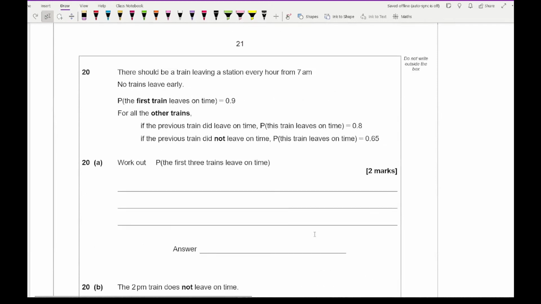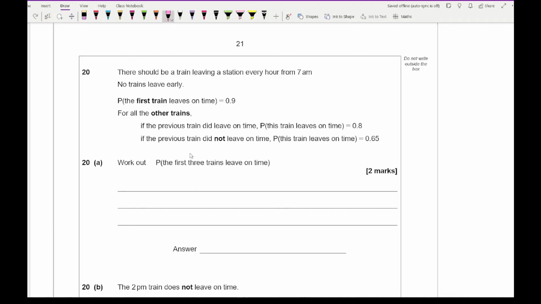Moving on to question 20, it says there should be a train leaving a station every hour from 7 AM. No trains leave early, and the probability of the first train leaving on time is 0.9. For all other trains, if the previous train did leave on time, then the probability that the train leaves on time is 0.8. If the previous train did not leave on time, then the probability that the train leaves on time is 0.65. Definitely take some time to read and understand which of those is which.